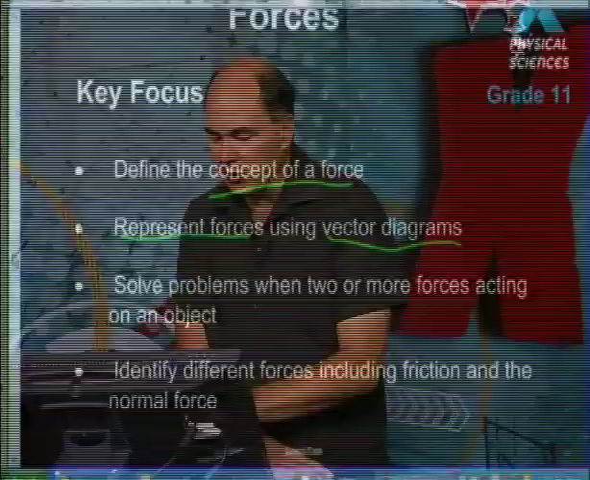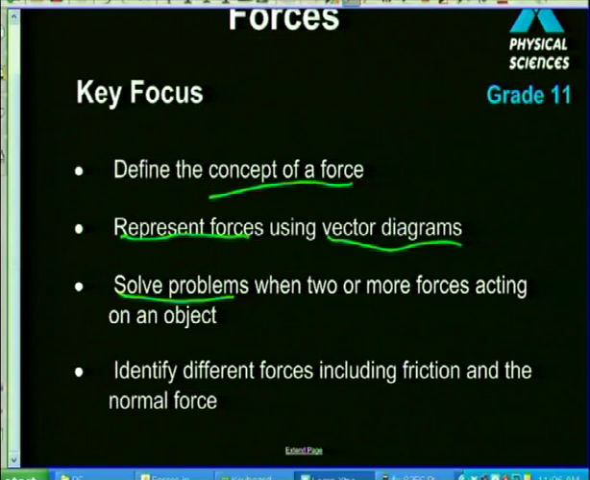Vectors will continue all the way through to grade 12, and if you continue with physics later at tertiary level, you will also deal with vectors. And so make sure that you've got the principles and the basics in place. The next thing we're going to do is solve problems when two or more forces are acting on an object. We're also going to identify different forces, including friction and something called the normal force.